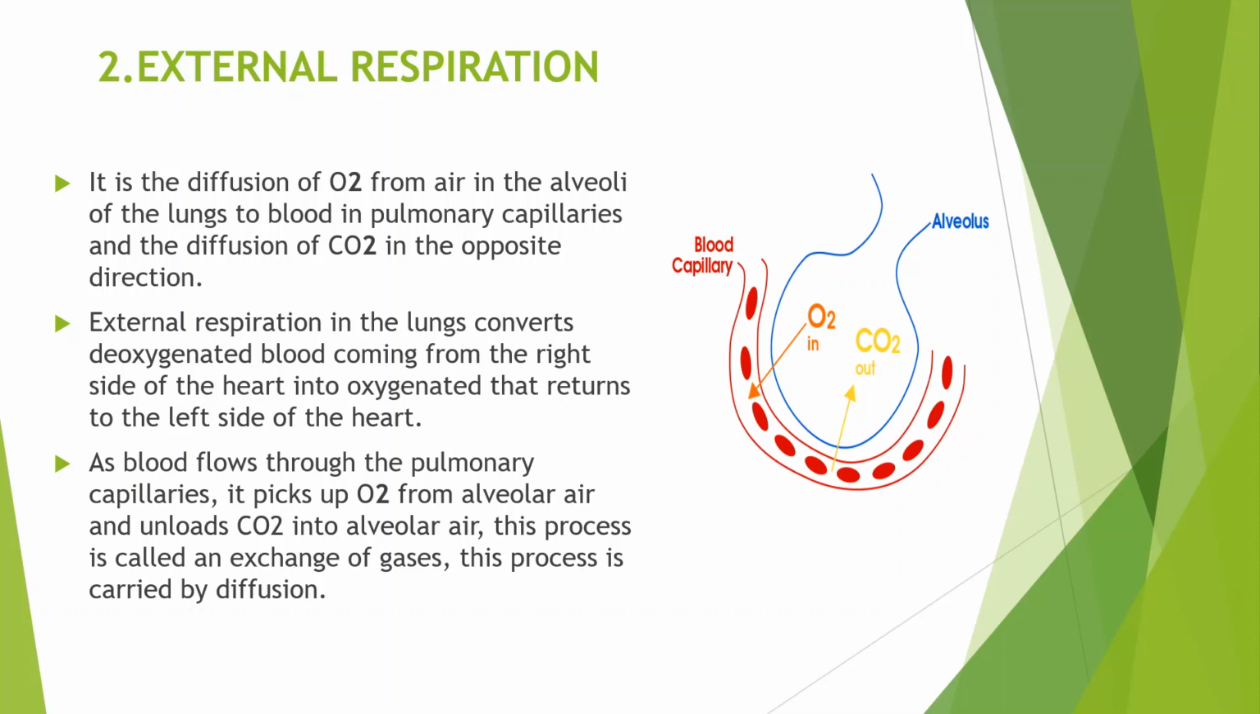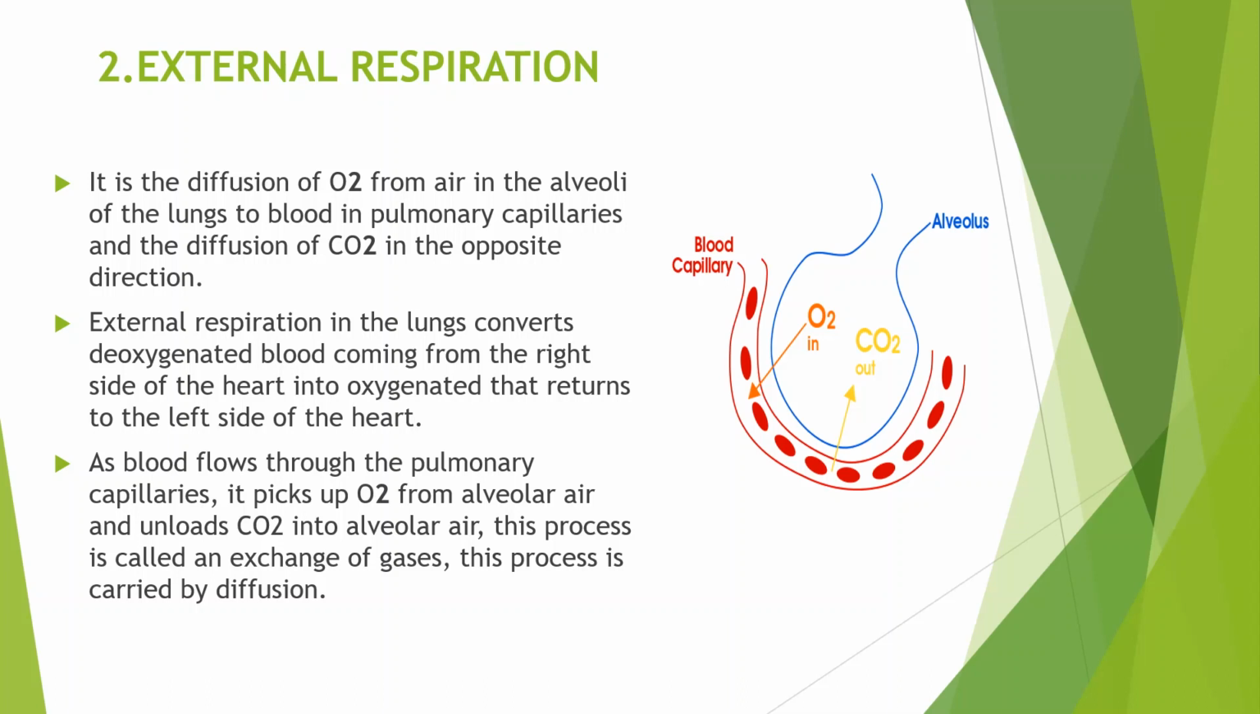The second one is the external respiration. In external respiration, the gaseous exchange takes place between the lungs and the blood. It is the diffusion of oxygen from the air in the alveoli of the lungs to the blood in the pulmonary capillaries, and the diffusion of CO2 in the opposite direction. External respiration in the lungs converts deoxygenated blood coming from the right side of the heart into the oxygenated blood that returns to the left side of the heart.